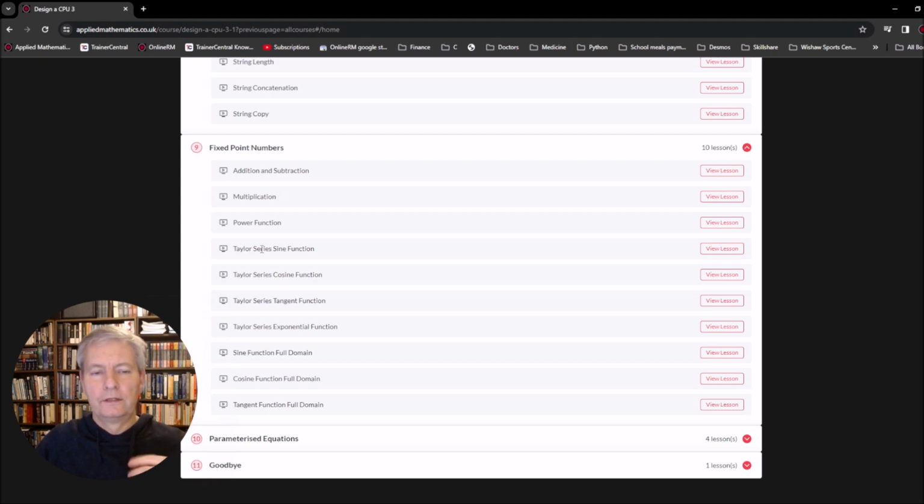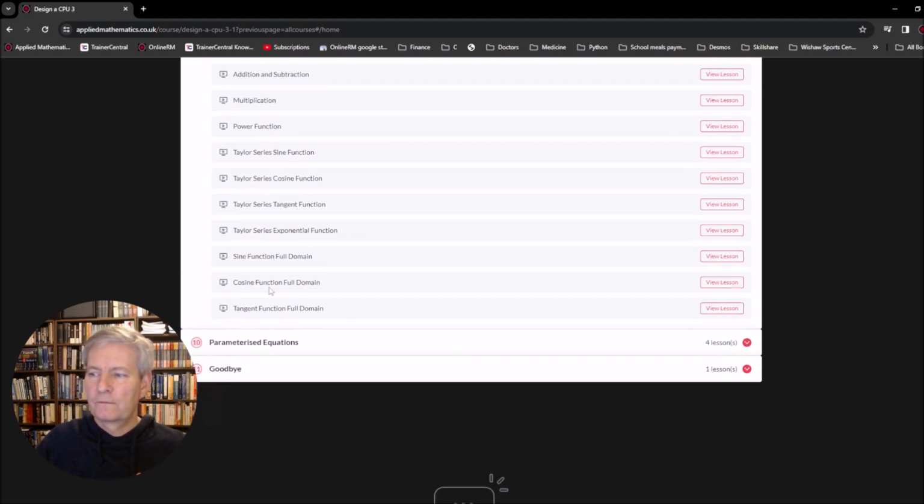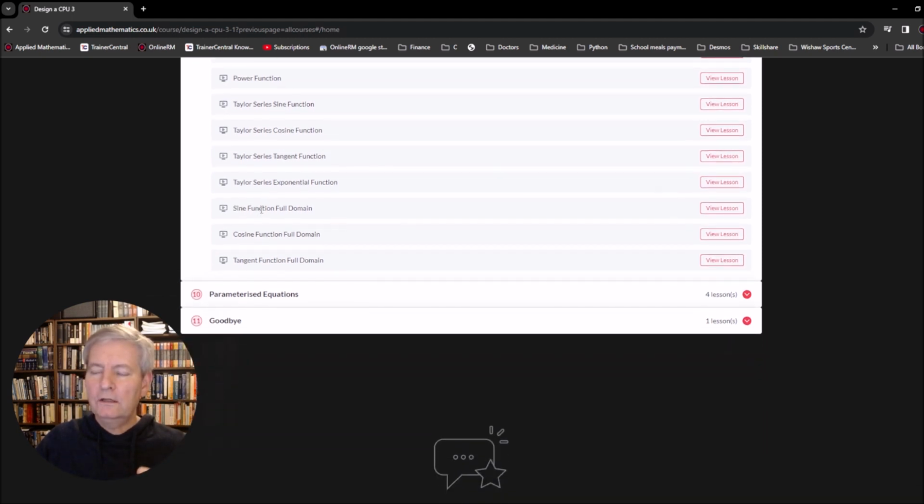We then go on to the Taylor series approximation for the sine, the cosine and the tangent, and also the exponential function. We then go on and look at generating the sine function over the entire domain, and also looking at generating the cosine function from the sine function over the entire domain, and then the tangent function from both the sine and cosine functions over that entire domain.